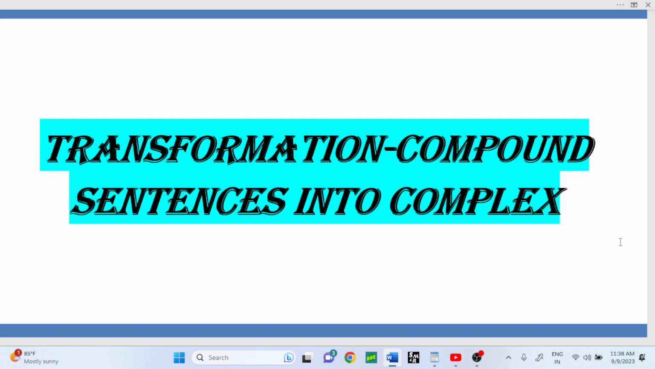And see the topic for today: transformation. Transformation of compound sentences into complex. You must have the idea or the definition of transformation. Actually, transformation means to change.